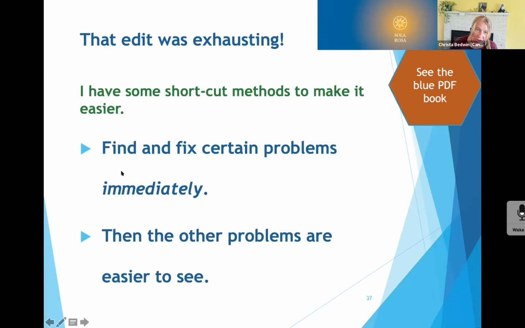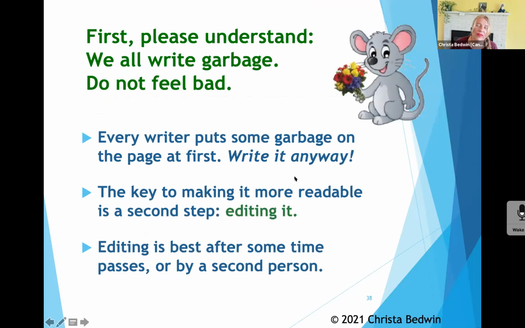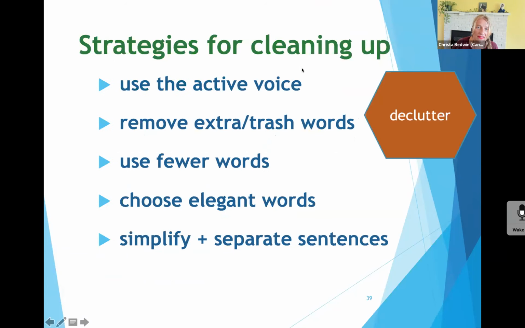So certain problems we can fix immediately, then the other problems are easier to see. So this mouse is telling you to take it easy on yourself. We all write garbage sometimes, like we all put some bad words on the page. Do it anyway. Like even when I read my own writing a week later, I'm like, oh, that's terrible. Don't worry about it. If you write something, then you can revise. So it's better if you can leave some time, if you can sleep on it, and it's also better if you can get a second person to help you revise.